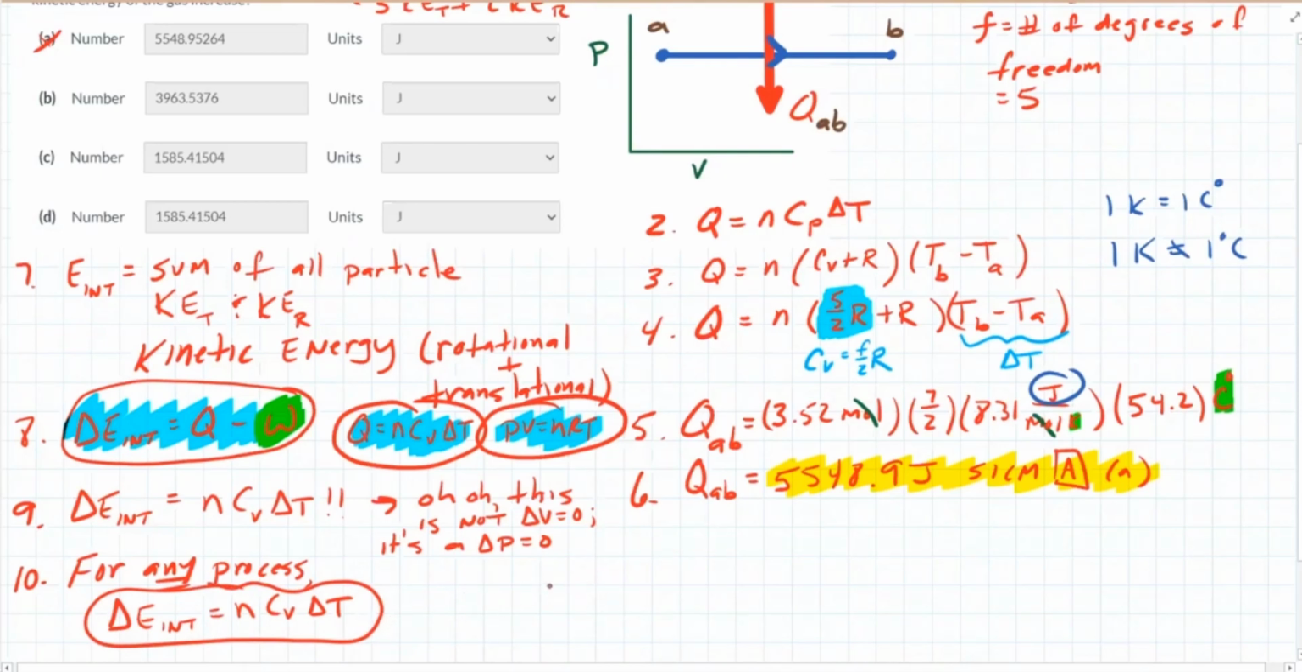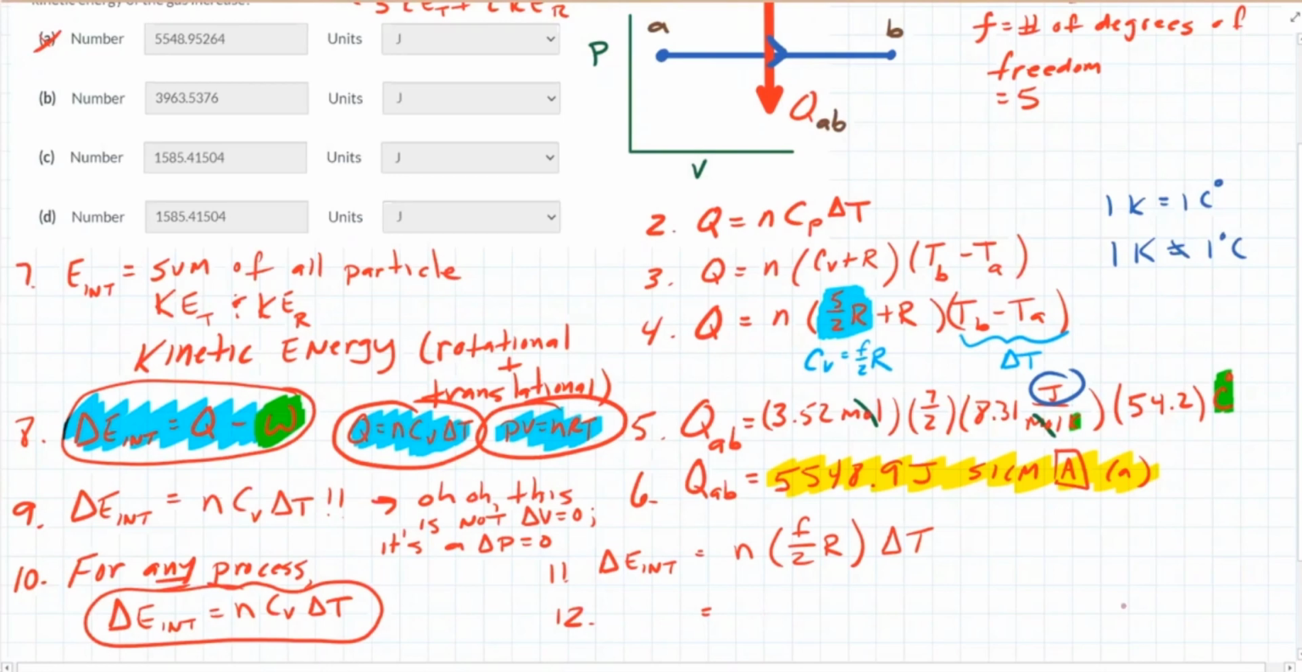So number 11, the change in internal energy is going to equal N, CV, I'm just going to repeat it. Remember, CV is always F over 2 R. I'm just doing this for repetition. Delta T, we know what delta T is. It's given to you. So let's just keep going with this.